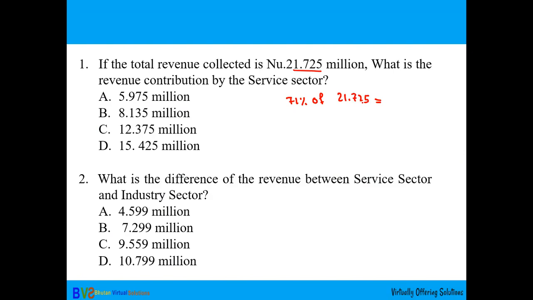When you calculate this, how much will you get? 0.71 times 21.725, you will get 15.425 million. The answer is in million, so your answer is 15.425. That is option D. Easily you will get 1 mark. You just have to solve it in one sentence, and you will get 1 mark.